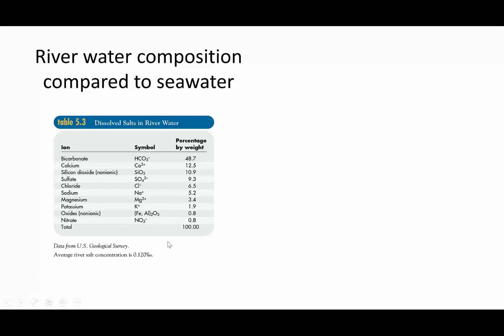So here is some data for dissolved ions in river water, and these are the percentages by weight of the total salt content of the river water. You'll notice down here the average river salt concentration is 0.120 per mil as opposed to 35 per mil. So there's a lot less dissolved salt in river water, which shouldn't come as a surprise because it's mainly fresh water.